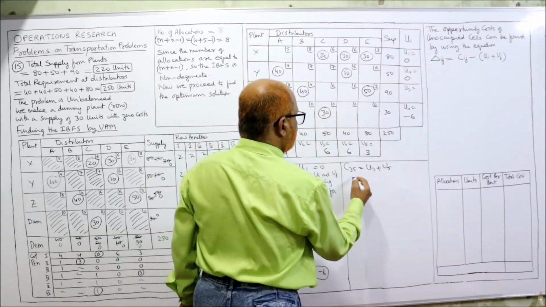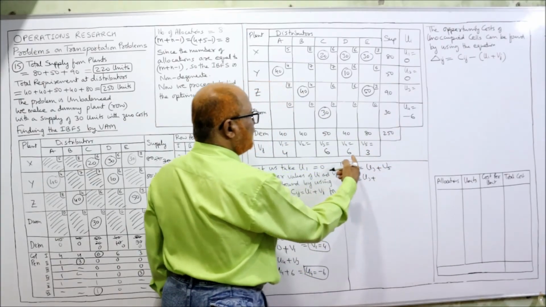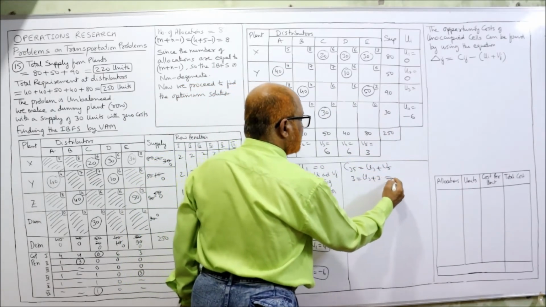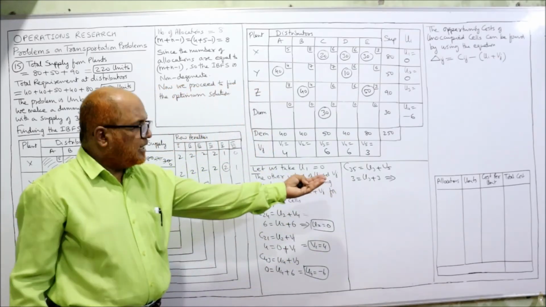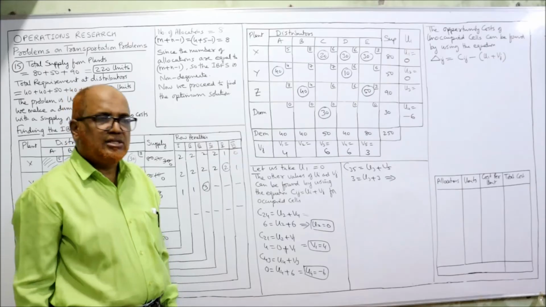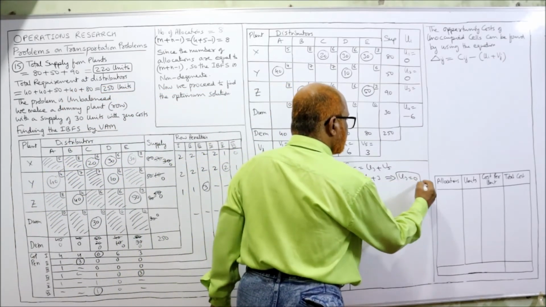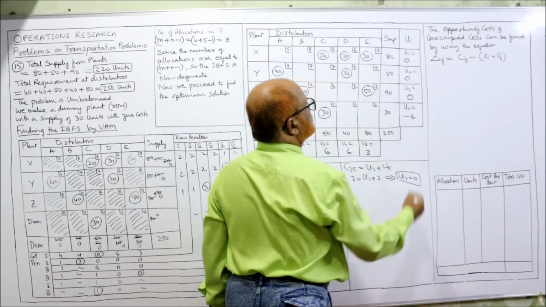C35 is 3, is equal to U3, which we don't have, plus V5. V5 is 3. So bring the 3 to LHS. So plus 3 will become minus 3. 3 minus 3, 0. So U3 is equal to 0.